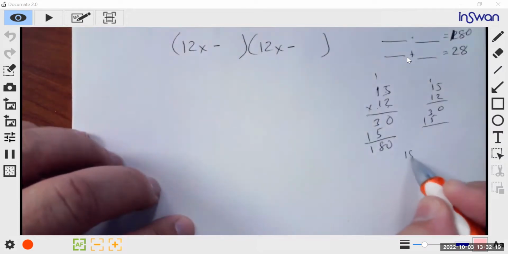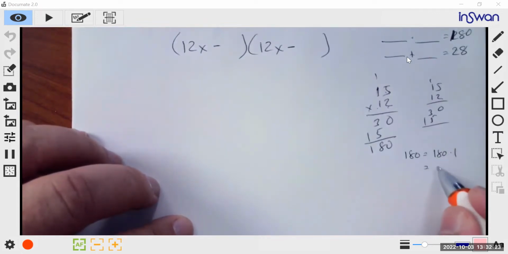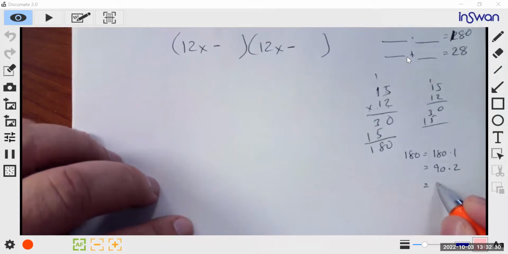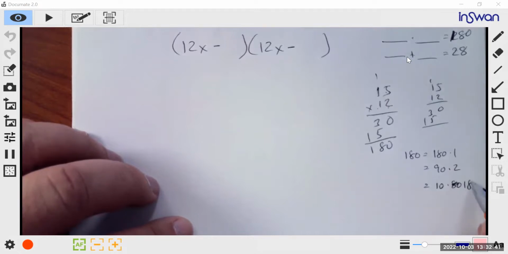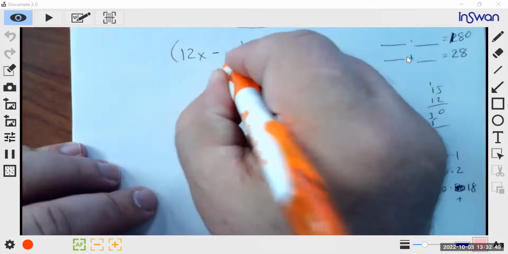So let's see, 180. The easiest ones there are 180 times 1, 90 times 2, or 10 times 18. 10 times 18 is 180. 10 plus 18 is 28. So it's 10 and 18.